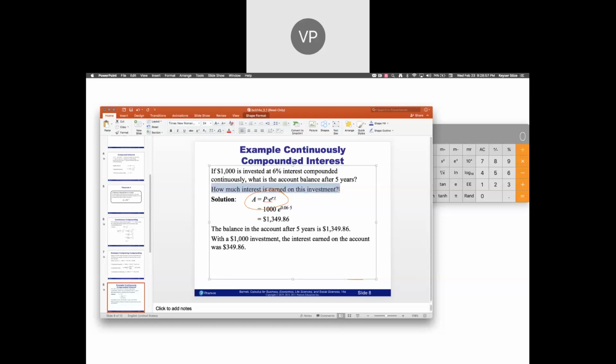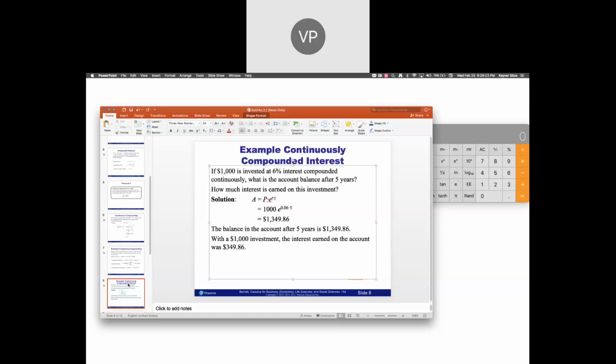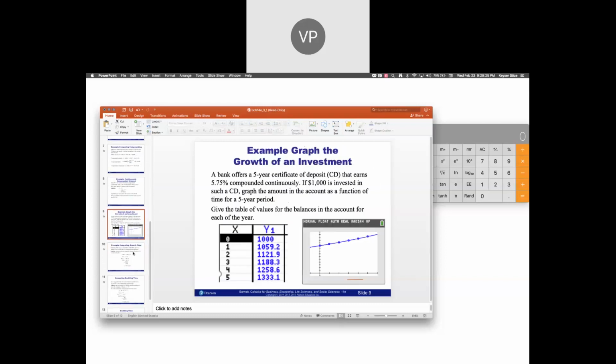Sometimes they're going to say, how much is the account worth after 5 years? Your answer is $1,349. If they ask you how much interest was earned, you have to take out the principal once you get this answer. And notice the amount I gained was the $349. So you're going to see both varieties of those questions. The important thing is, obviously, know how to use the formulas and get the answer, but you have to make sure you answer the question that was being asked in each of these cases.